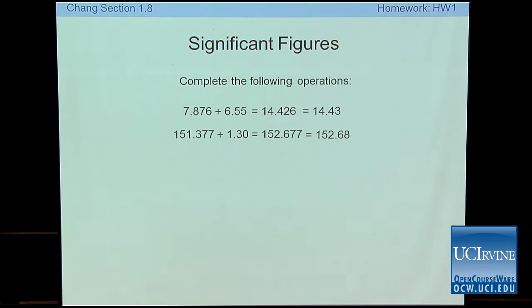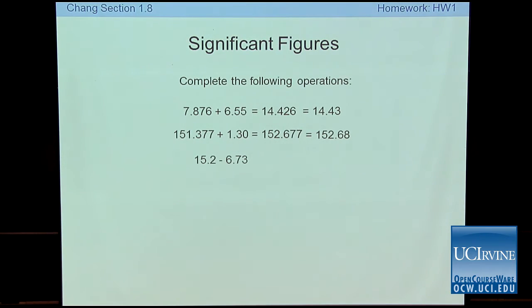Yeah. Another question? Yes. How do you know that it's 2 decimal places again? 2 decimal places because this is the least precise measurement. There's 2 decimal places. This one is more precise, and there's 3 decimal places. The answer should be given in the same number of decimal places as the least precise measurement.